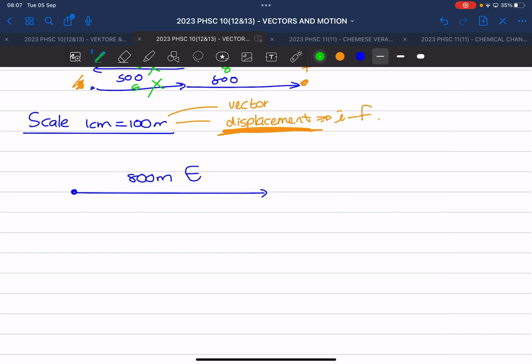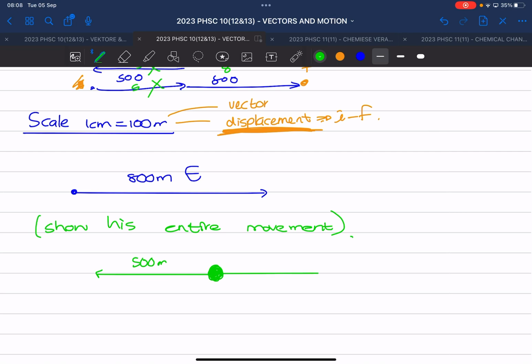If they asked you to show his entire movement, meaning you need to show every single thing, then you would have drawn a big dot there, and then you would have drawn 500 this way and 500 this way, and then 800 this way.